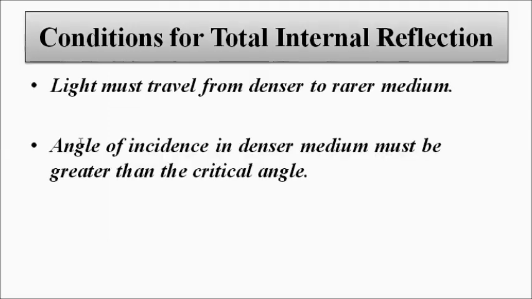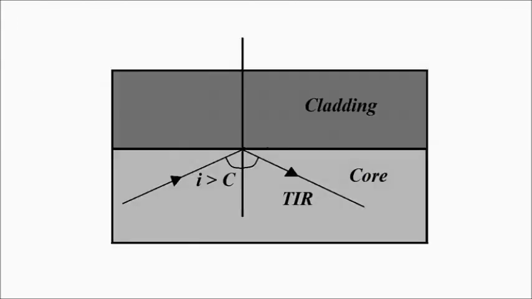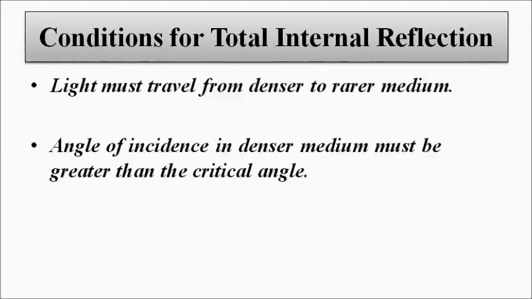So the conditions for total internal reflection are: first, light must travel from an optically denser medium to a rarer medium. In this case, the core should have the higher refractive index, optically denser, and the cladding should have a lower refractive index, optically rarer. The second condition is that the angle of incidence in the denser medium must be greater than the critical angle. These are the two important conditions for total internal reflection.